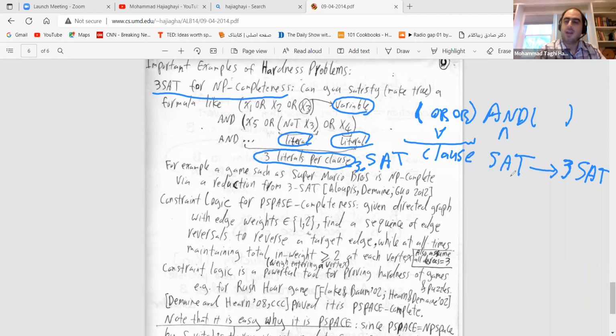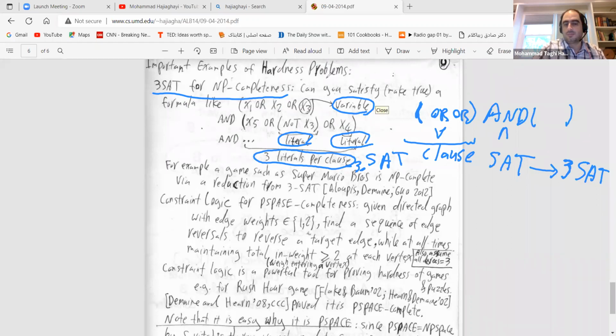So the question, actually, let's do this thing. This is some poll. How many of you have heard about the SAT problem before? Raise your hand if you have seen the SAT problem. Okay, good. So it is like half of the class.